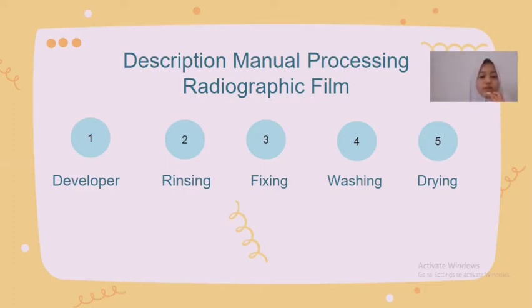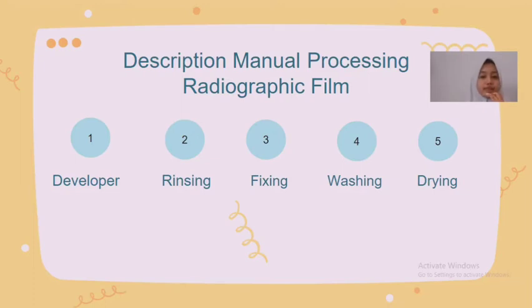And number two, rinsing or flushing. Water with a pH of 7 is used to remove the developer fluid which is still attached to the alkaline film and enters the next stage of the acidic pH and stops the developer process.